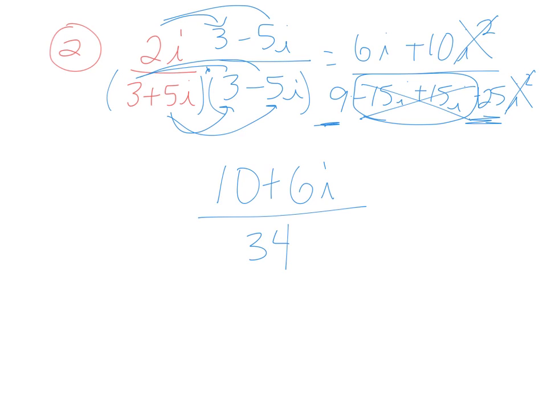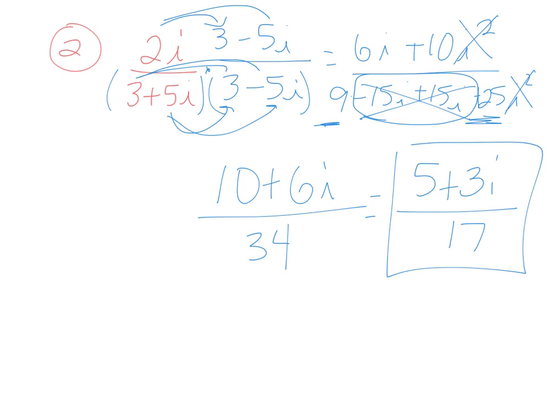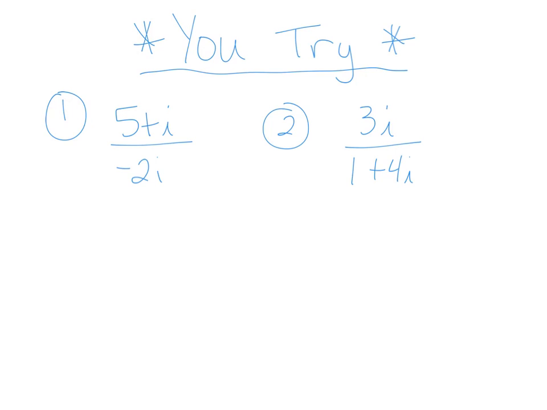And then you look at the 10, the 6, and the 34. Can anything go into all three? 2 can, so we divide them all by 2, and we get 5 plus 3i all over 17. And that's my answer. Go ahead and try these next two problems.